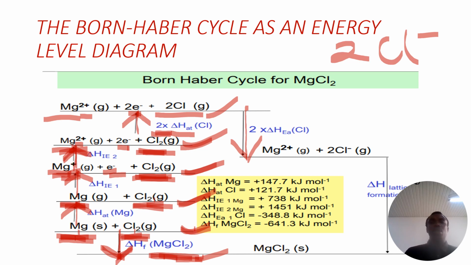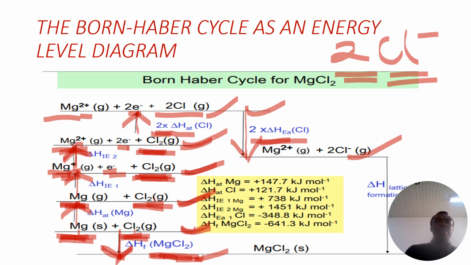Then the next stage, you can see the arrow is going down, which is an exothermic process. It is the electron affinity of chlorine. And you can see that the electron affinity of chlorine is multiplied by 2, because we have 2 moles of chlorine atoms. So you can see that this is the reactant and this is the product.